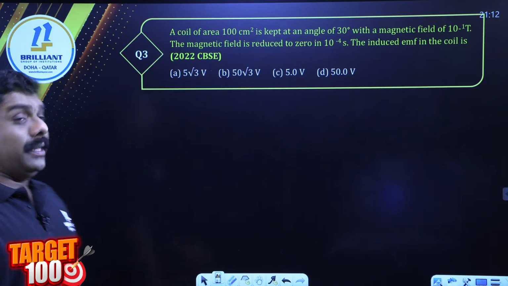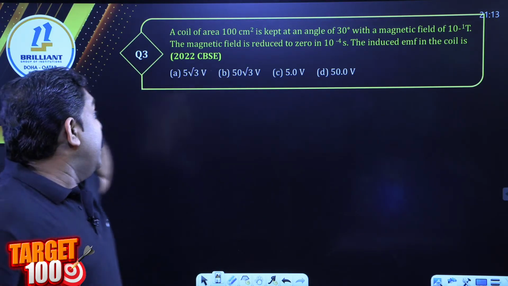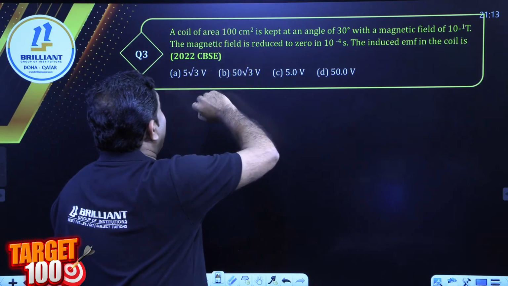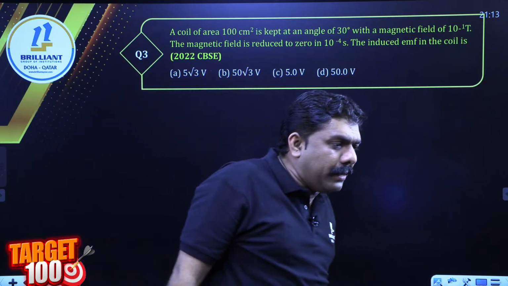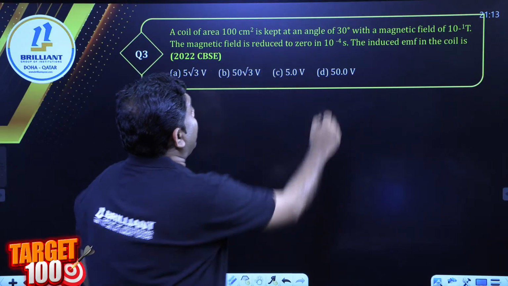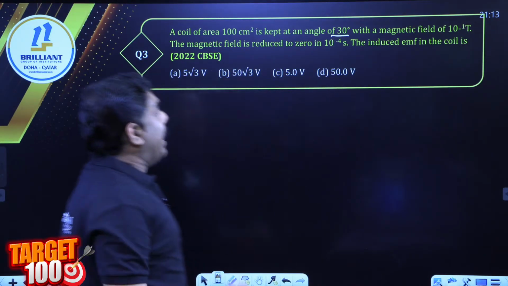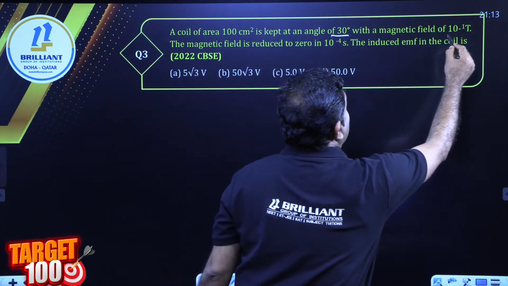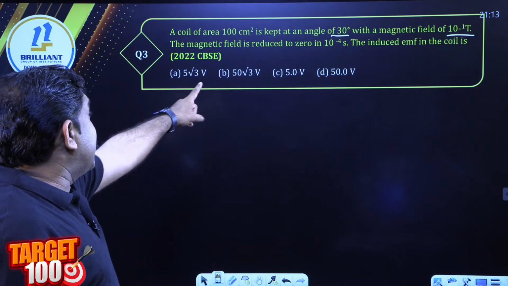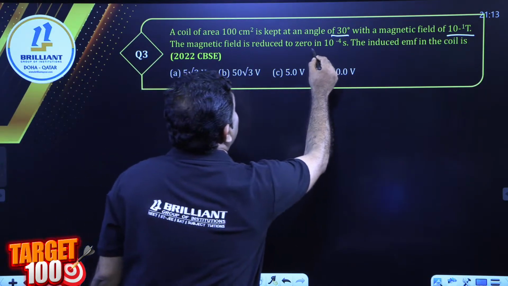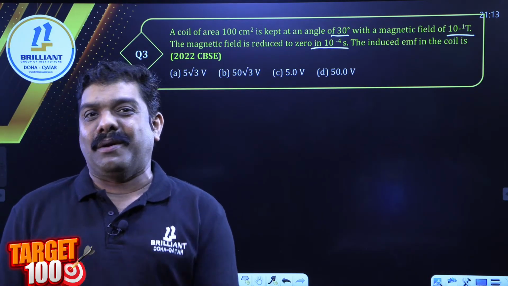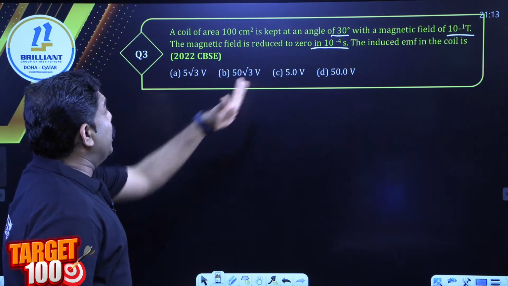Now we are explaining question 3. Question 3 is also a 2022 CBSE question. They are giving a coil of area 100 centimeter square kept at an angle of 30 degree with a magnetic field of 10 raised to minus 1 Tesla. Then the magnetic field is reduced to 0 in 10 raised to minus 4 second. We have to find the induced EMF in the coil.